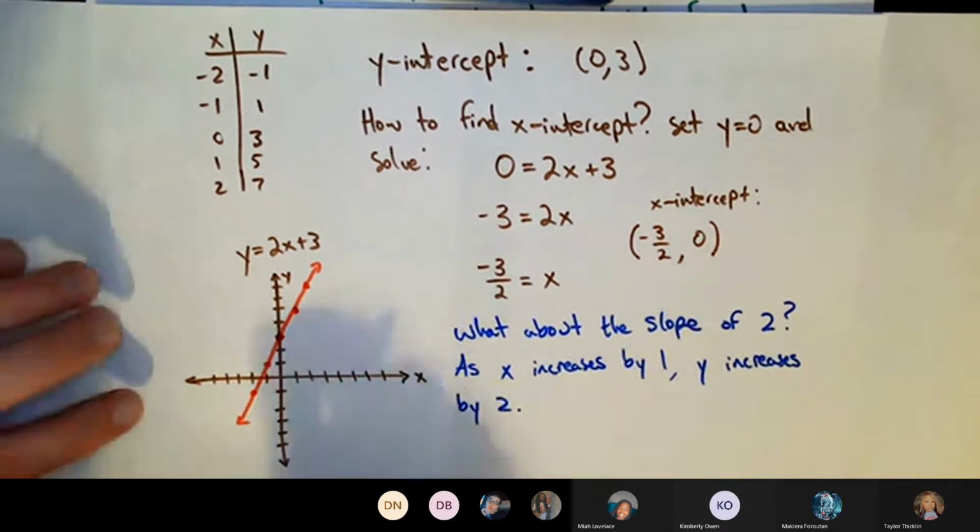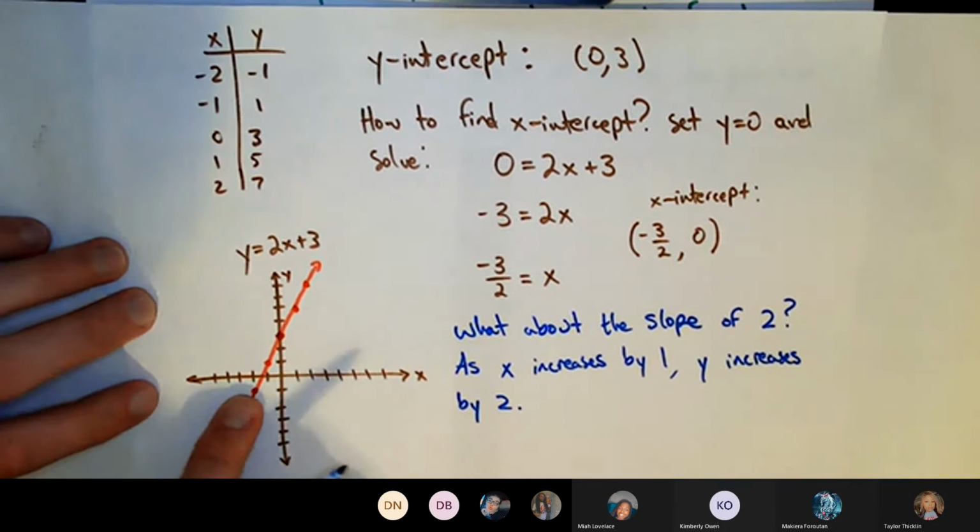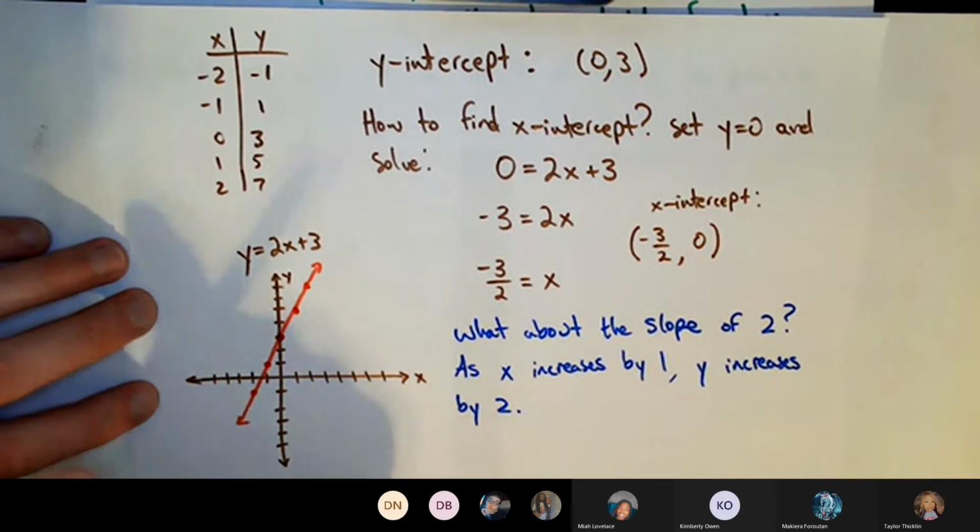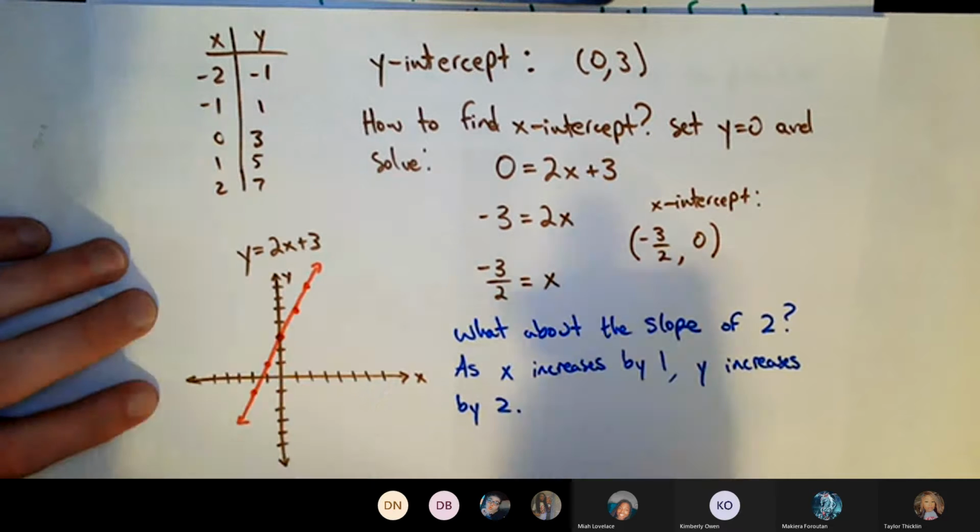So when you graph a new point, you go over 1, up 2. Remember rise over run? So the run is 1 and the rise is 2.